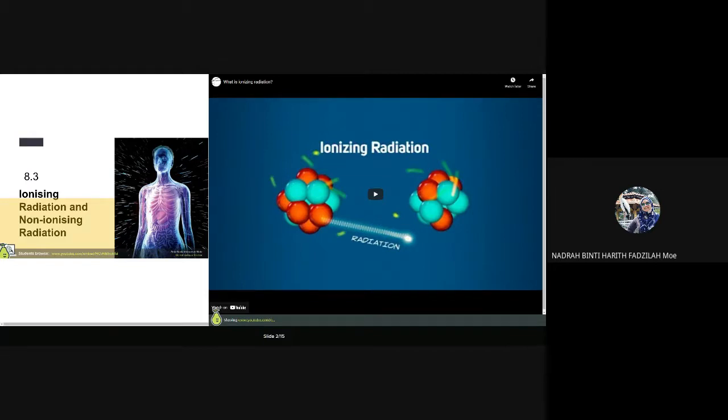Cuba tengok dalam video ni, apakah karakteristik of both types of radiations, either in terms of, ada tak dia cakap pasal macam mana dia boleh menyebabkan ionizing, bahaya, kalau dia bahaya tu macam mana, dari aspek apa, ada tak side effects bila terkena ionizing radiation atau non-ionizing radiation, and so on and so forth. Ya, kita tengok dulu.